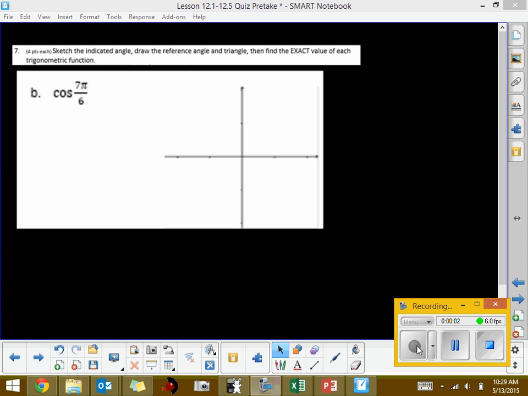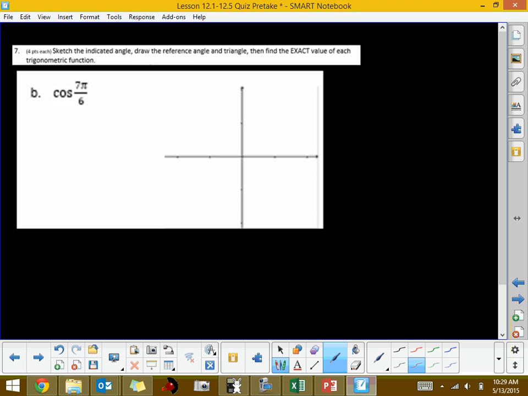In 7b, we're asked to find the cosine of 7π/6. Because the denominator has a 6 in it, I want to look at this in terms of sixths. So this is 0π/6, this would be 6π/6, and this would be 12π/6, which is equal to 2π, and this is equal to π. So I'm getting my equivalencies only in terms of sixths.